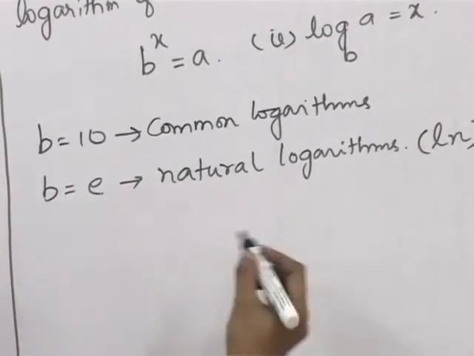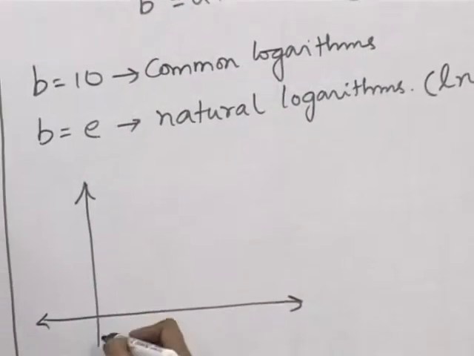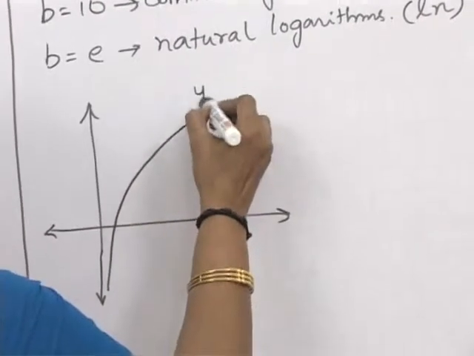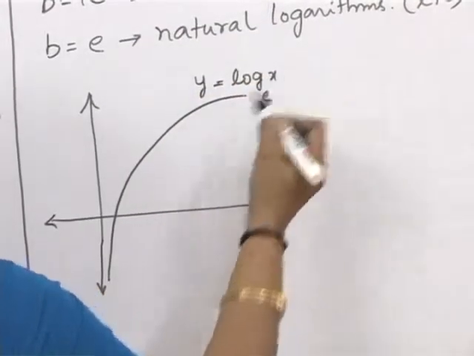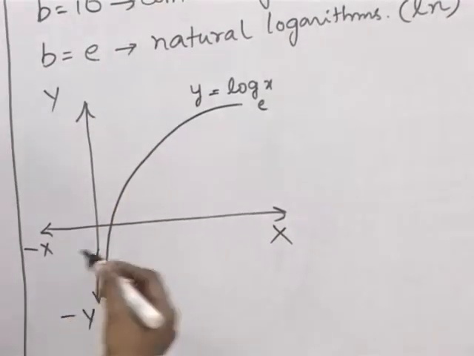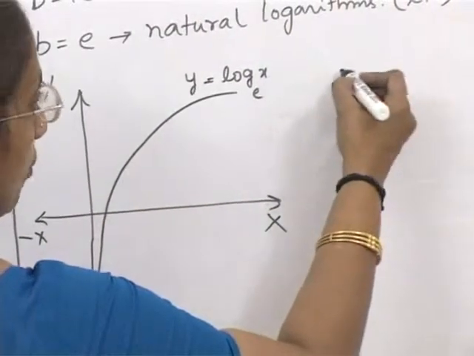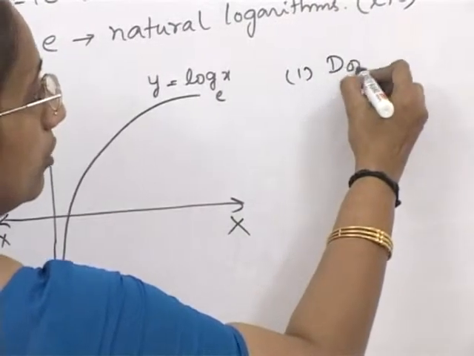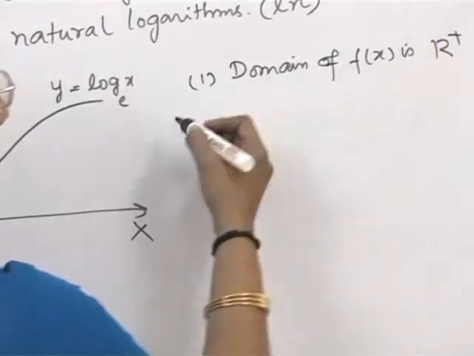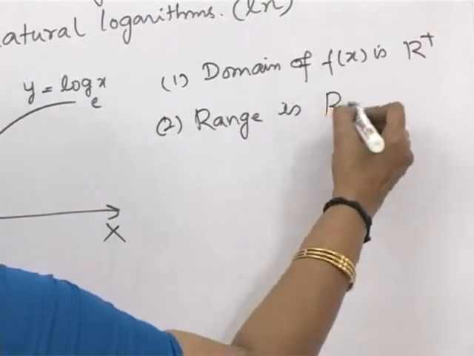Now let us see what the graph of the logarithmic function is going to look like. It is going to be like this. So this is y is equal to log x to the base e. And just as we saw for exponential functions, let's see the domain, range, etc. for this function. The domain of f of x is the set of all positive real numbers. The range, whereas, is the set of all real numbers.